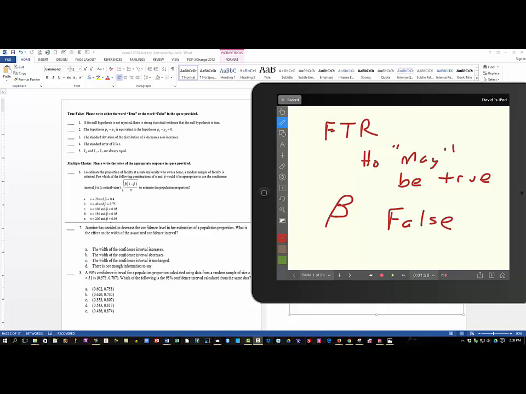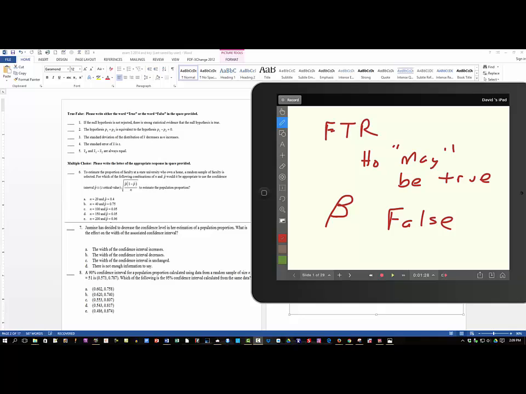Okay, so number one says if the null hypothesis is not rejected, that would be fail to reject H0, then there is strong statistical evidence that the null hypothesis is true. That's false. If it said if the null hypothesis is rejected, we would have strong statistical evidence that the null hypothesis is false. That's because we set that alpha error to 0.01 or 0.05 or whatever. But now when we fail to reject H0, we would say H0 may be true, not that we have strong evidence, just that it could be.